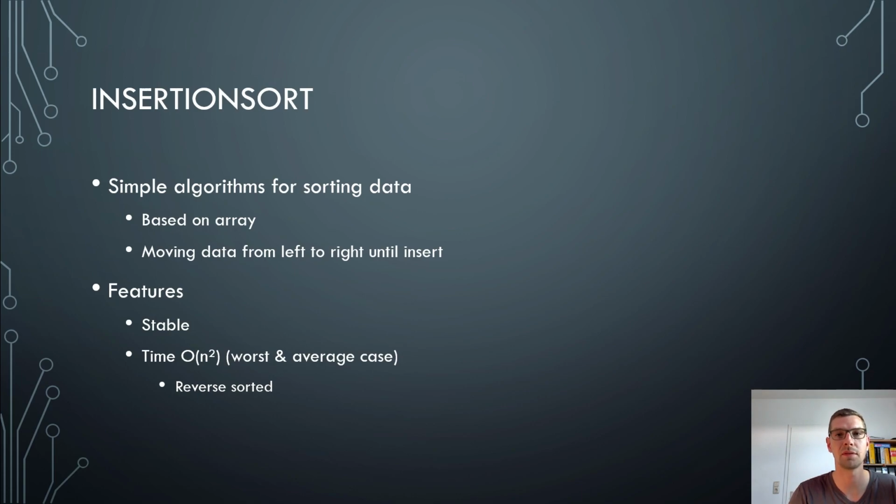So for example, if we have the last element and our element to insert is smaller than the last element, then we move the last element in the array one further to the right, and then we check with the next one until we find the right position to insert the element. It is a stable algorithm and it has a runtime in worst and average case of n squared. That is when the array that we want to sort is sorted in reversed order.